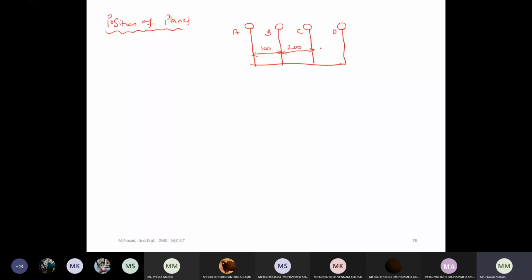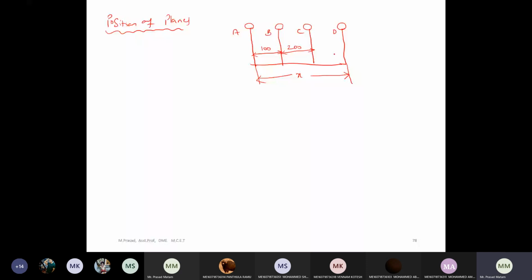But what they are asking is to find out the distance between A and D. Let me take this as X. A and D is X. So if I get this X, I can find out the distance between C and D. This is the position of the planes diagram.